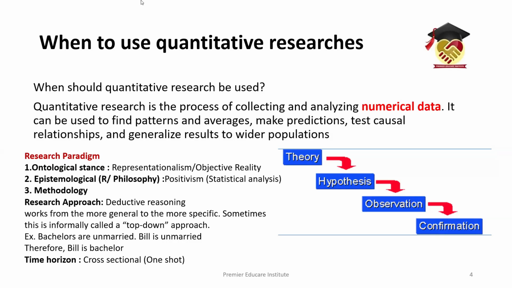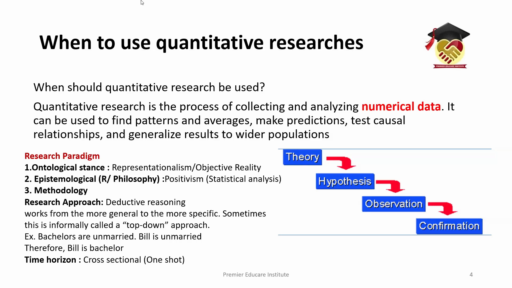The methodology, deductive means top down. You develop your theory, and then you make your hypothesis, and then you collect the data, finally you confirm by the statistical method. Okay, so for example, you can say that bachelors are unmarried. So that is your theory. You develop some theory, bachelors are unmarried.